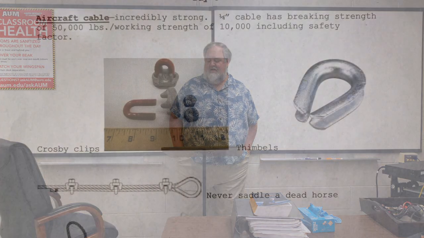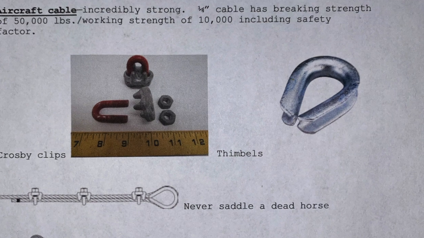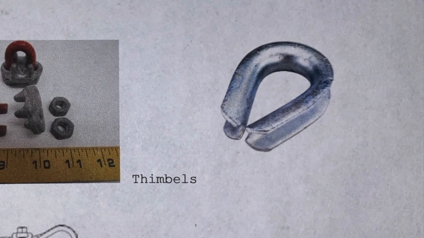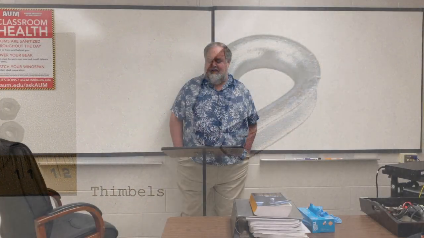Now, because the crimp would be a bad thing, there are these devices called thimbles. You can see there's a nice little shiny thimble there, and it goes around right at the end of the termination of the aircraft cable. That's a way of keeping the end of the aircraft cable from crimping.